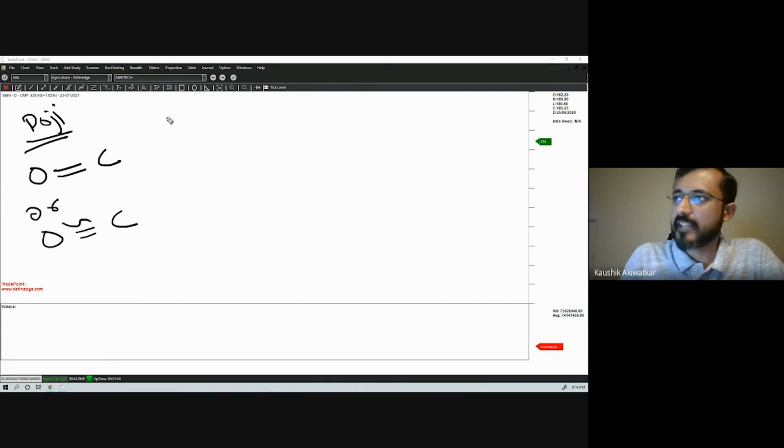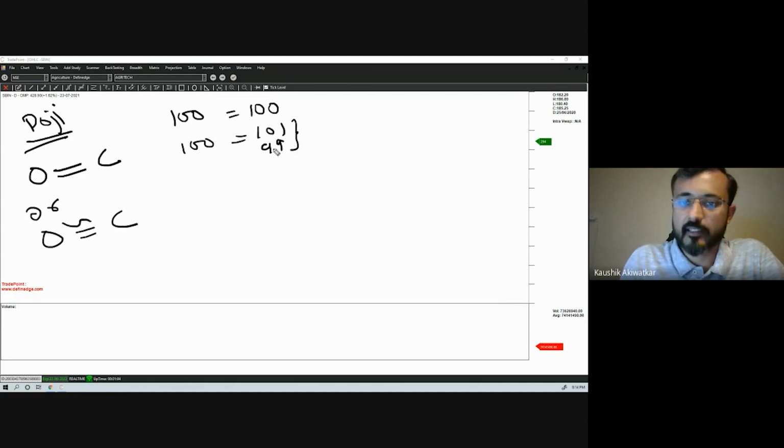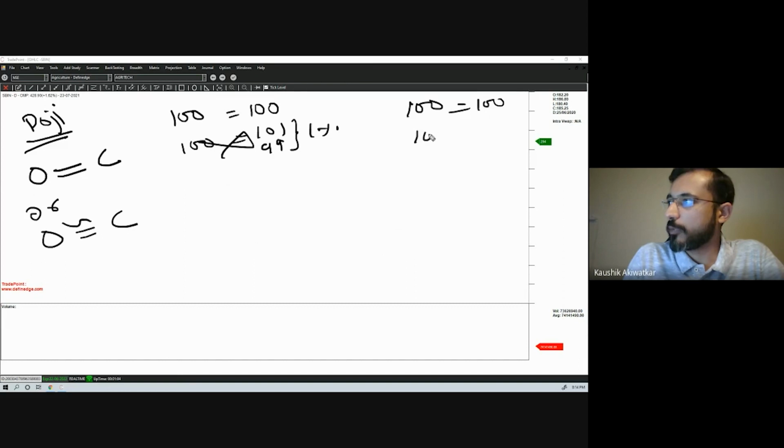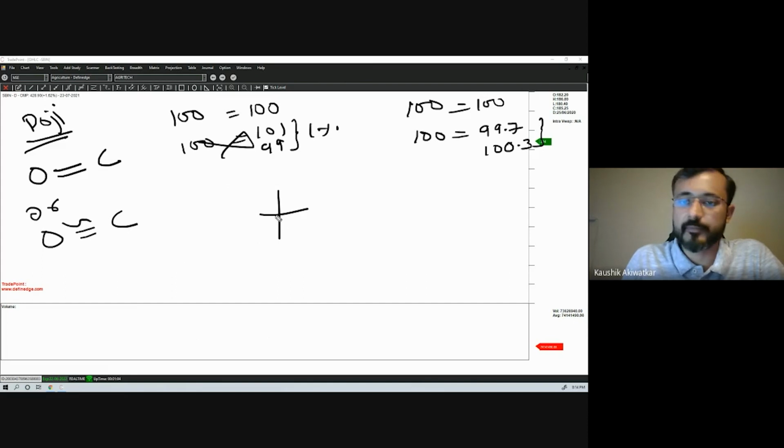So if the price is opening at 100, it should close at 100. Or else if the price is opening at 100, it can close at 101 or 99. Right. But this is a wrong example because this is a 1% move. So it should open at 100 and should close at 100, or it should open at 100 and close at 99.7 or 100.3, in between this range, right? So the body will always be small, right? Your open is equal to close. This is a doji pattern.